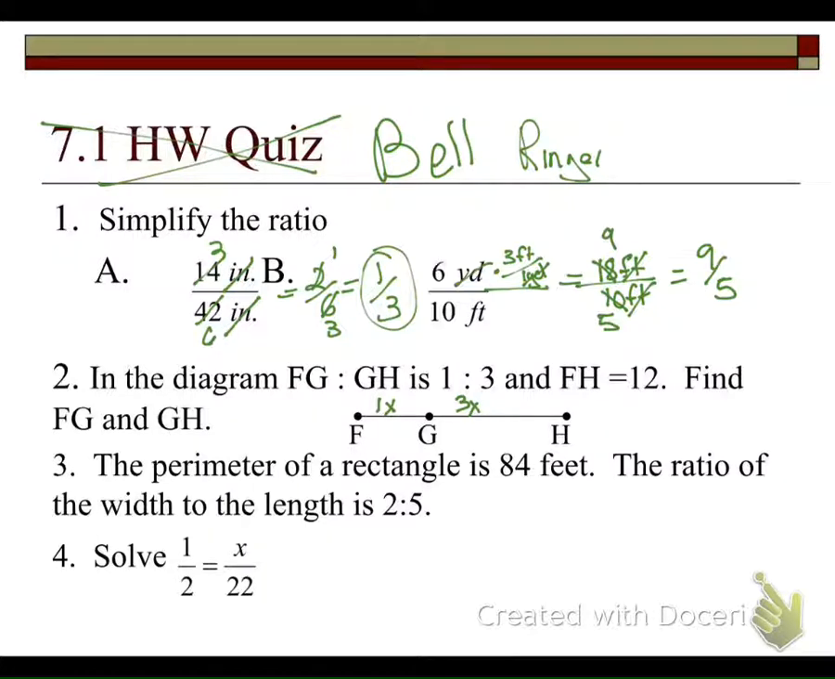So here we see we have 1x plus 3x equals my total length. What's my total length of my segment? 12. Combine like terms, I get 4x equals 12. Divide by 4 to isolate that x. x equals?